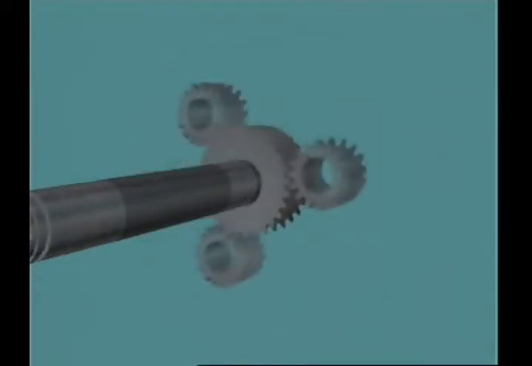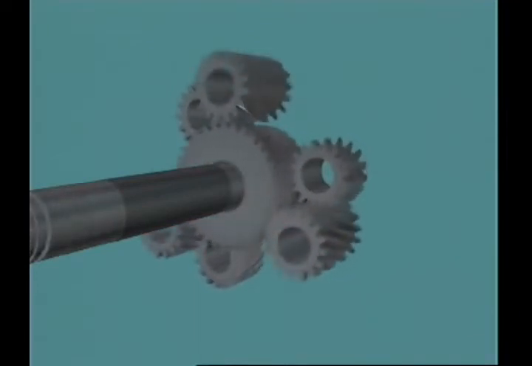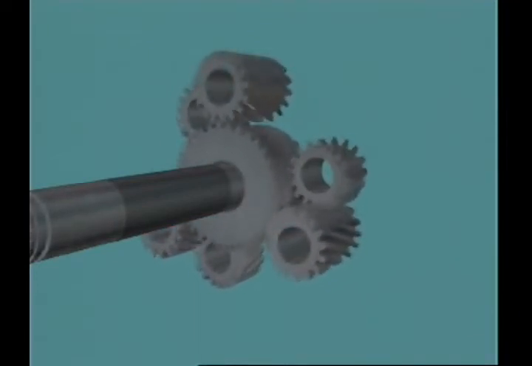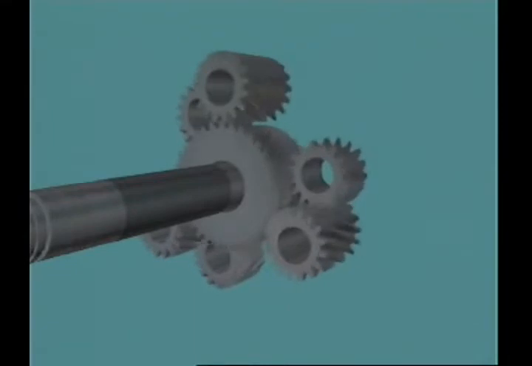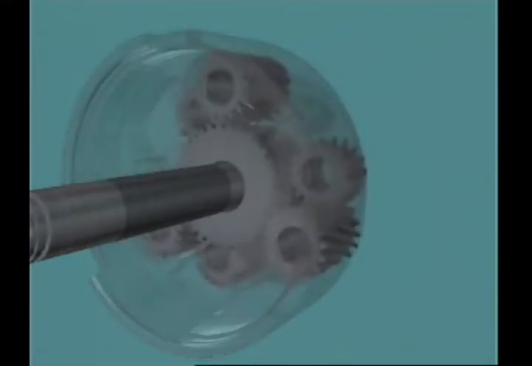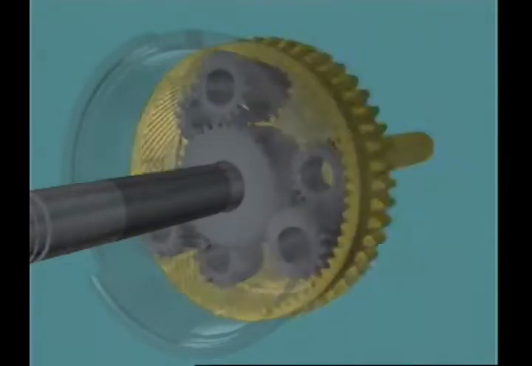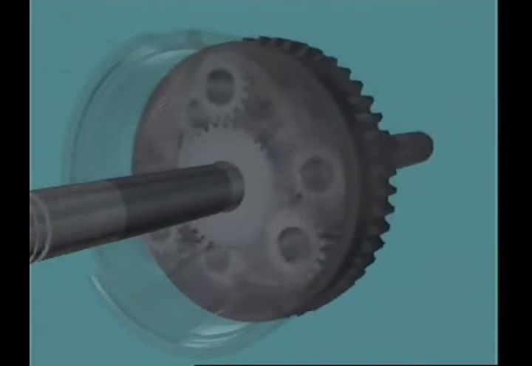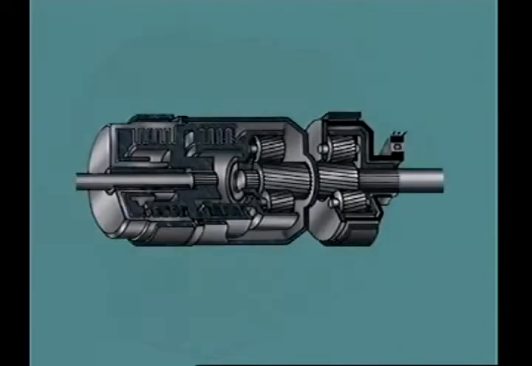A primary sun gear meshes with short primary pinions. A secondary sun gear meshes with long secondary pinions. Both sets of planet pinions are mounted in a common planet carrier, and they mesh in pairs. The outer secondary pinions mesh with the ring gear, which is attached to the output shaft.